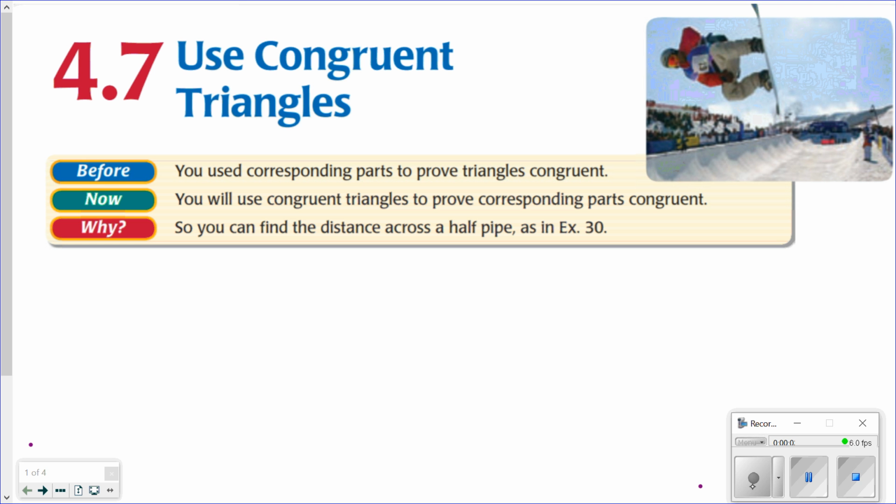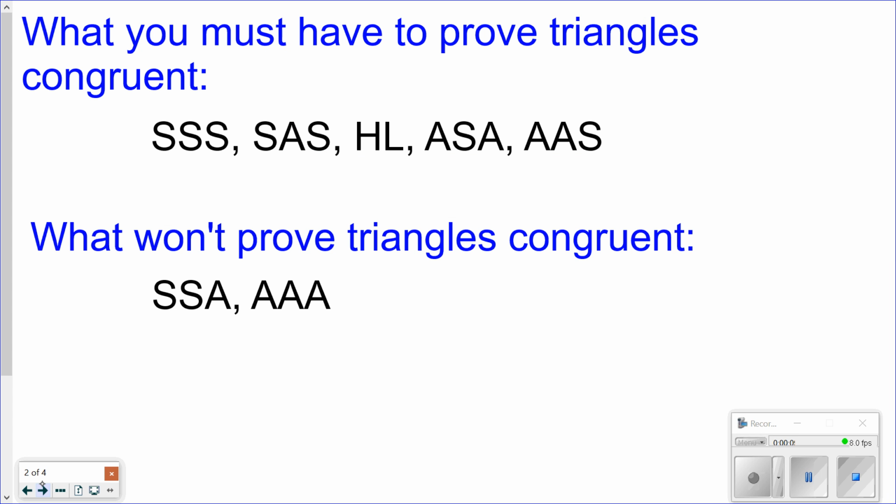Hi everyone, today we are starting 4.7, which is use congruent triangles. So what you must have to be able to prove triangles are congruent: side, side, side; side, angle, side; hypotenuse, leg; angle, side, angle; and angle, angle, side. I would definitely write these down in your notes.